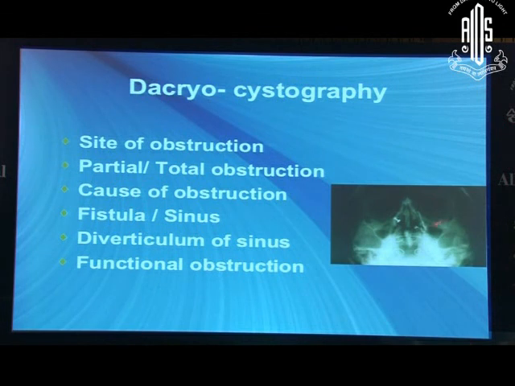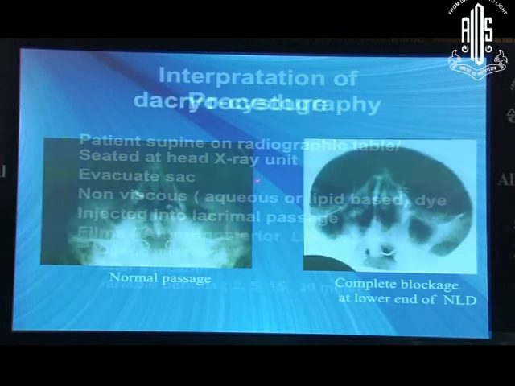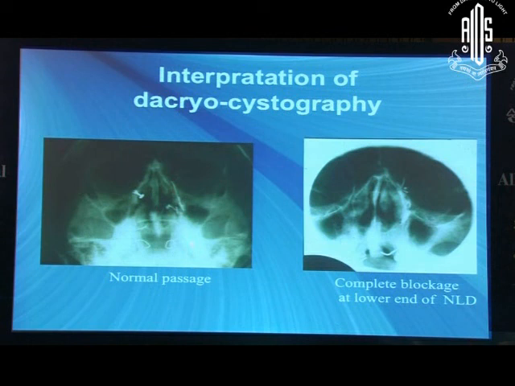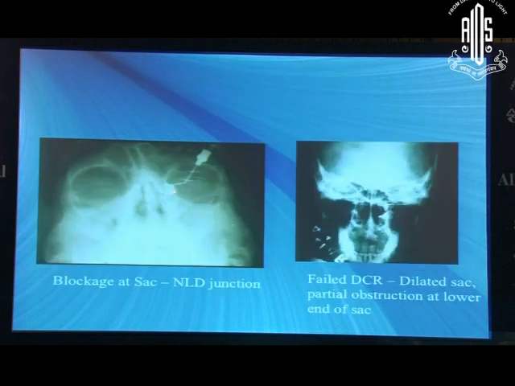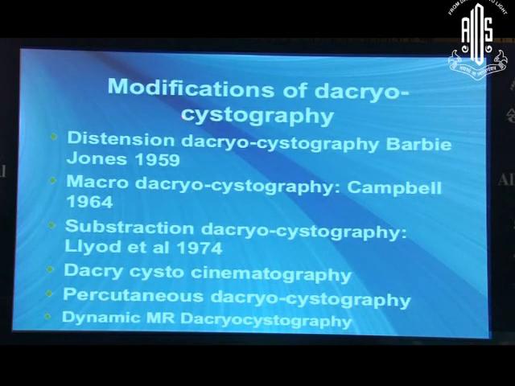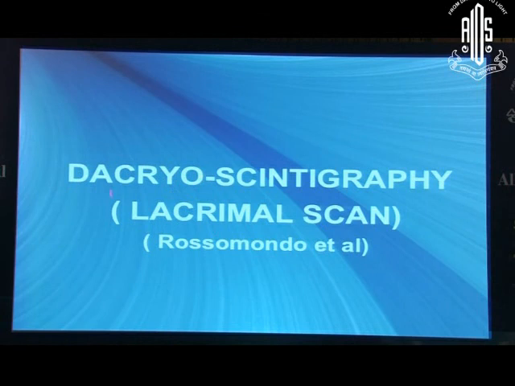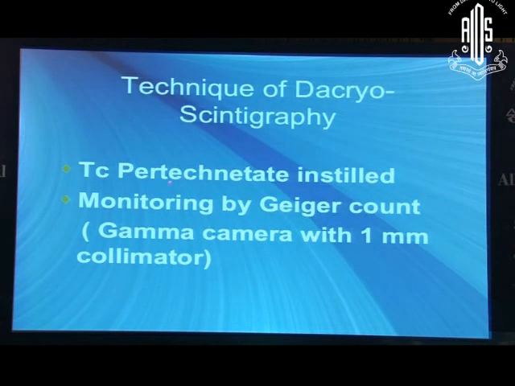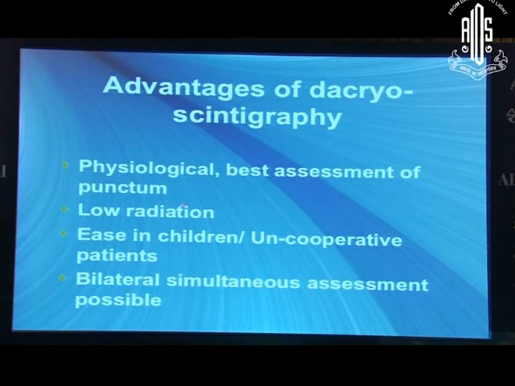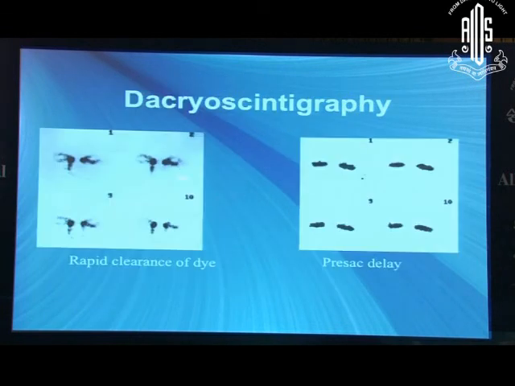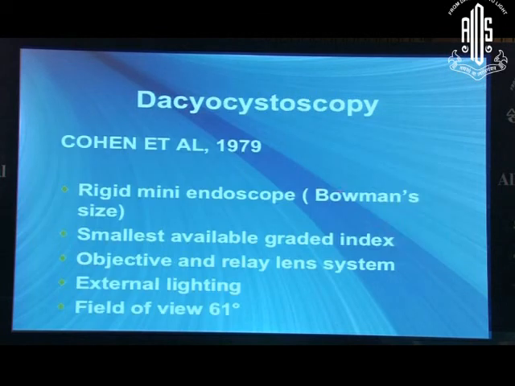Dacryocystography, where you inject a dye and look at the level of obstruction, gives you information regarding free flow, nature of obstruction, lower end of NLD or beyond the sac, and there are a number of variations of dacryocystography. Dacryoscintigraphy, where you just put in a technetium pertechnetate dye and measure by a Geiger counter. This is a physiological test because you are not pushing anything, can even be done in children, and you can see how far the dye has passed.